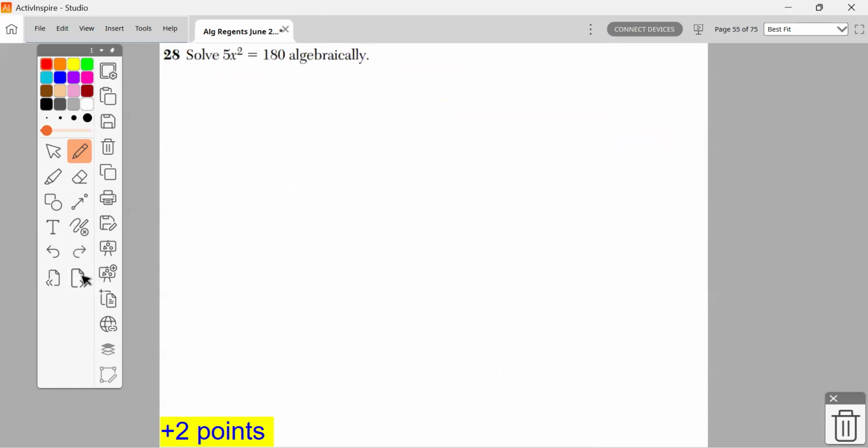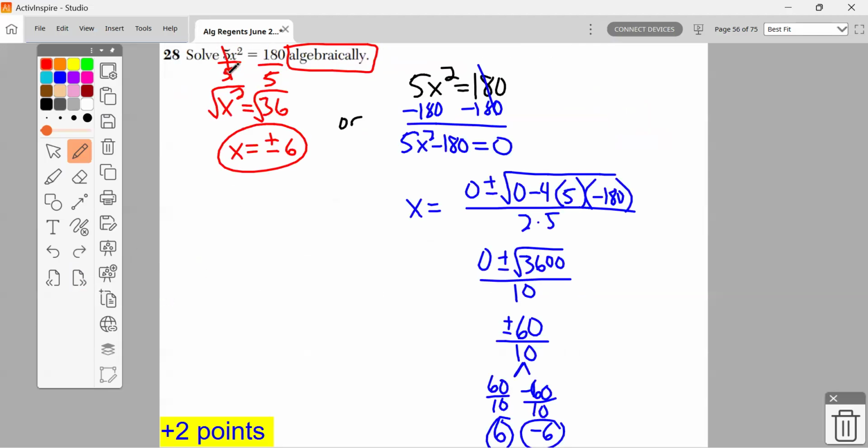In question number 28, we want to solve this algebraically. So divide by 5 and divide by 5 first. 180 divided by 5 is 36. Then you have x squared equals 36. The opposite of squaring something is to take the square root. So square root, you get plus or minus 6. Make sure it's plus or minus. If you only put 6, that's just writing +6. There's really 2 answers there.